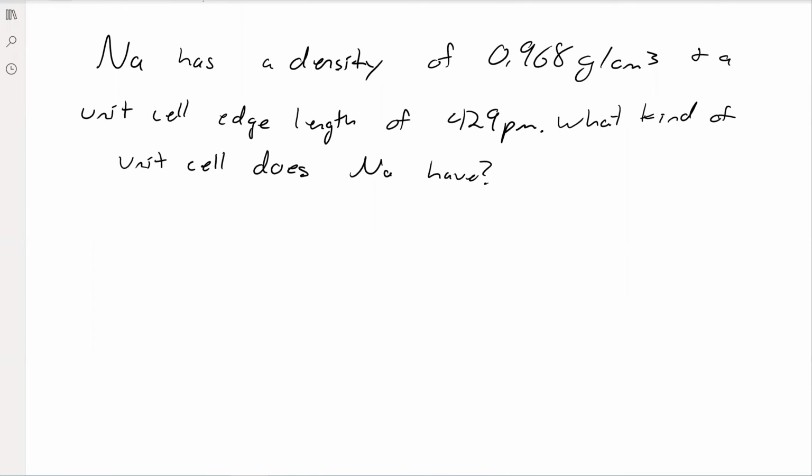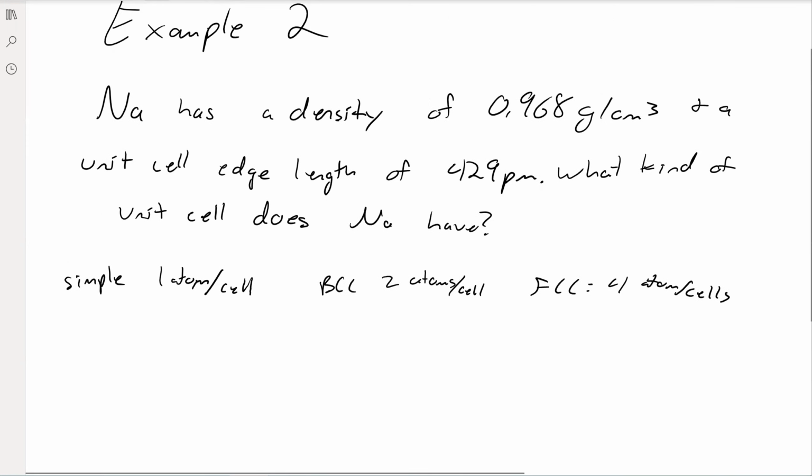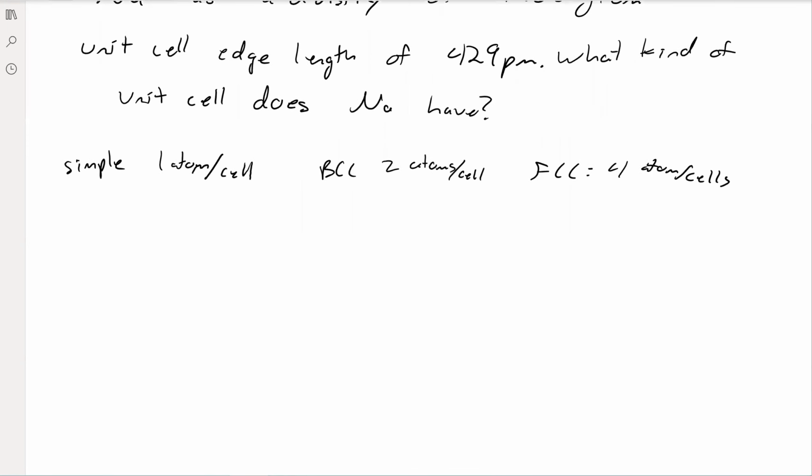Right. And so think about the things we know about the unit cell. If it's a simple unit cell, then you have 1 atom per cell. If it's BCC, we have 2 atoms per cell. And of course, if it's FCC, then we have that whopping 4 atoms per cell. And so if we find out the number of atoms per cell, we can then identify what kind of packing structure it has.